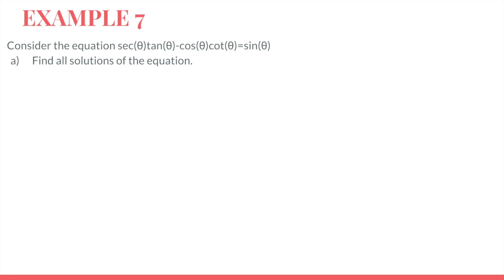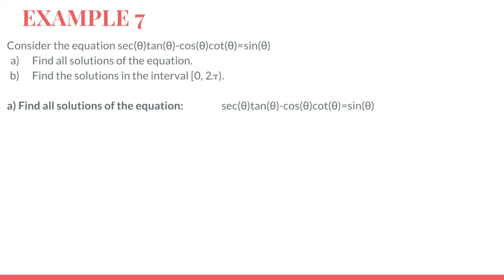Now on to example 7. So we want to consider the equation secant theta tan theta minus cos theta cotan theta equals sine theta. We want to find all solutions of the equation and find the solutions in the interval 0 to 2 pi. So for A, finding all solutions of the equation. This equation is pretty tricky to solve.